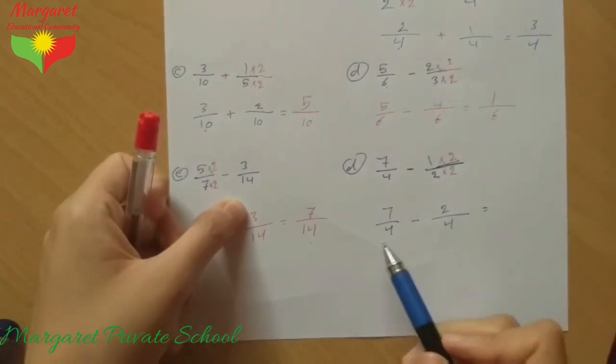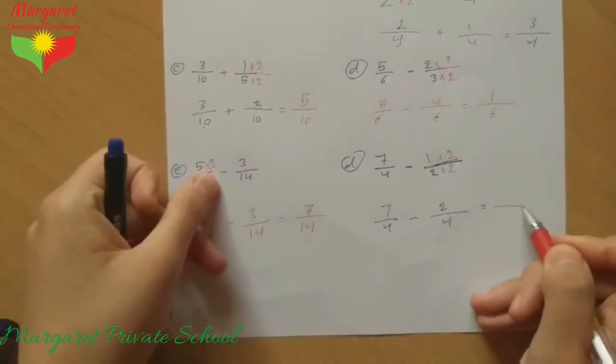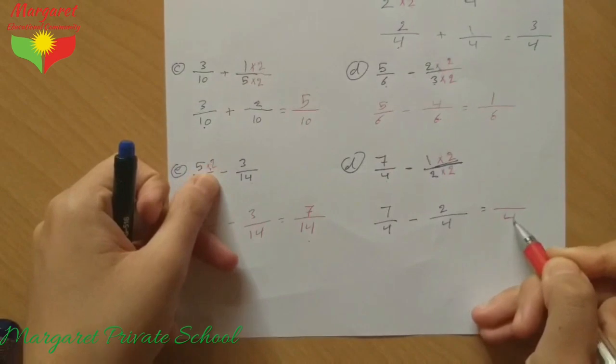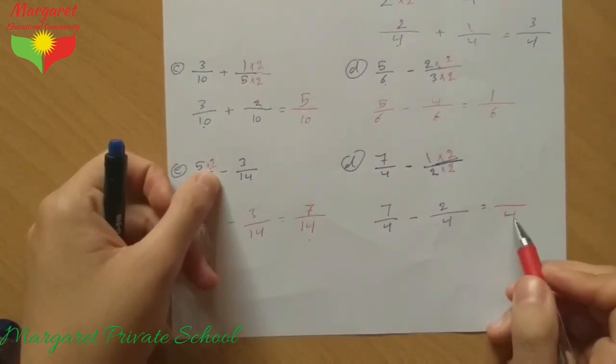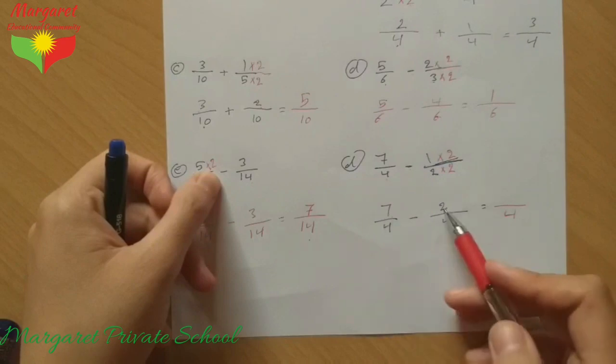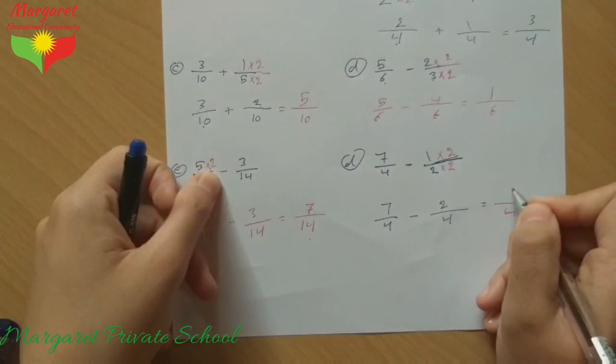Now from here, we have the same denominator. We write the denominator, 7 minus 2 because we have subtraction. 7 minus 2 is number 5.